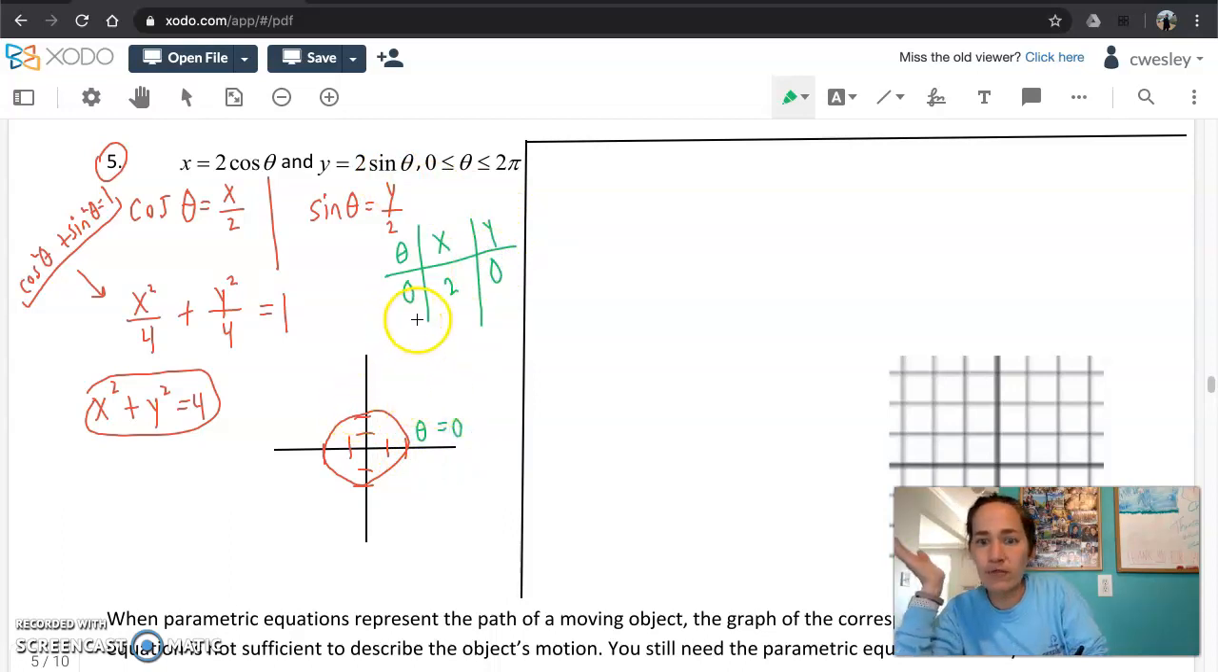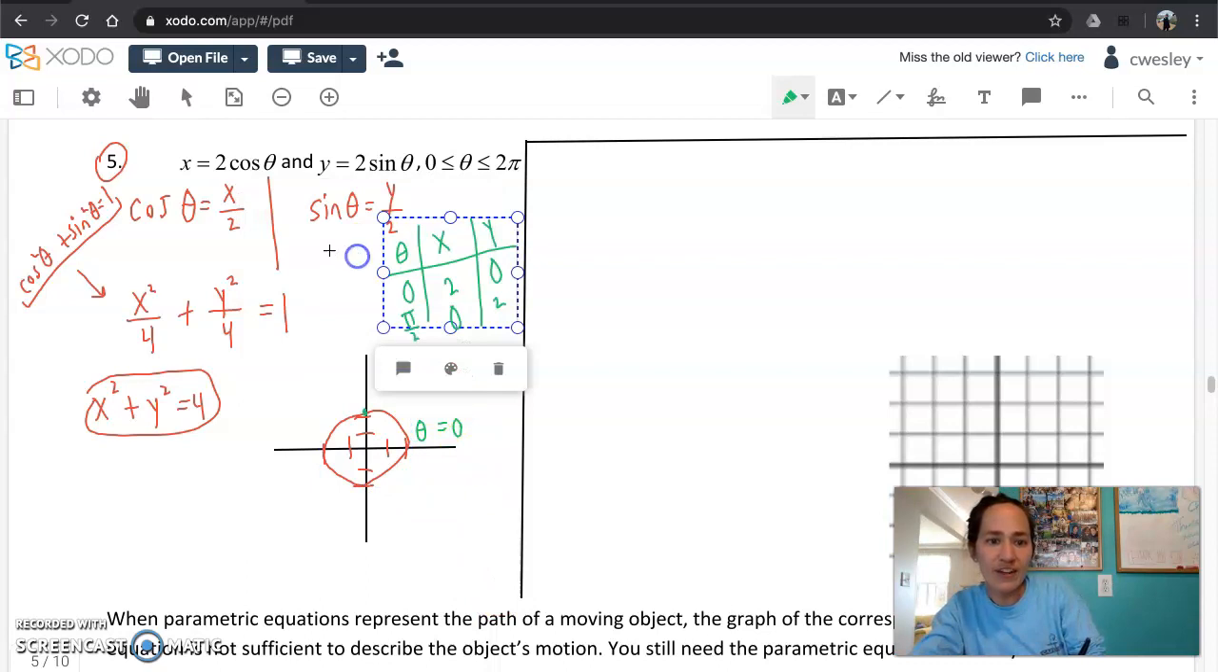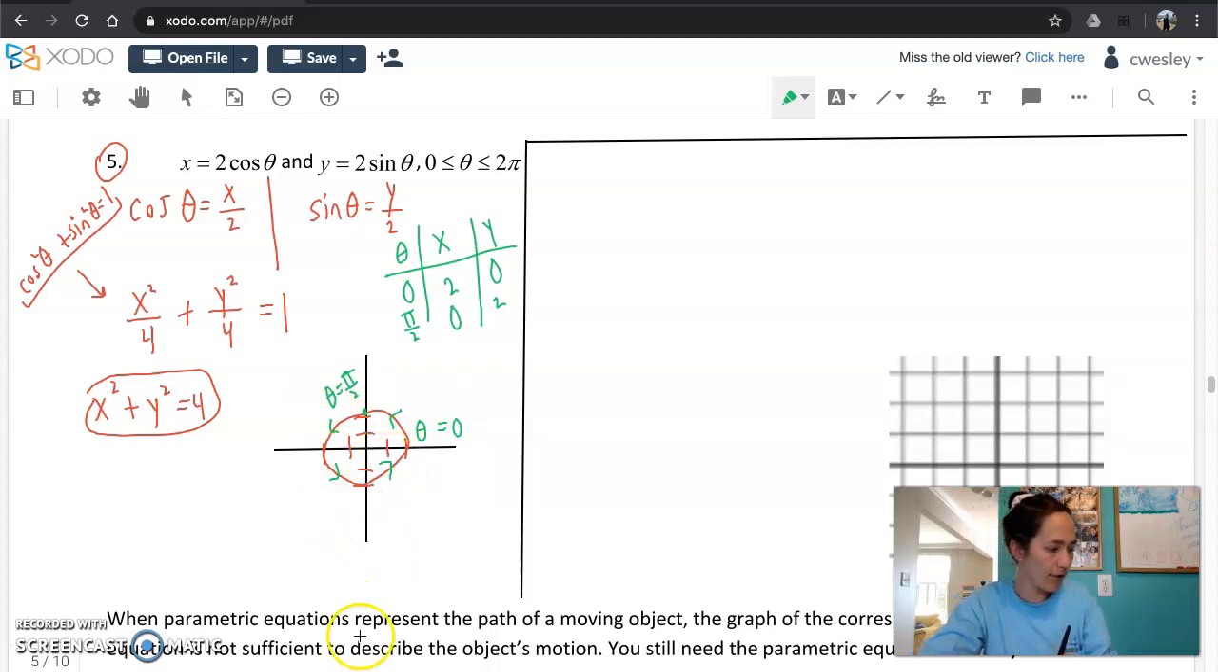How about pick another value above 0? It doesn't matter which. I'll pick the next quadrantal, pi over 2. So 2 times the cosine of pi over 2, 2 times 0 gives you 0. And 2 times the sine of pi over 2, 2 times 1 gives you this next vertex. Here you are at theta equals pi over 2. And we can just put arrows in this one going clockwise, right? We'll go clockwise for that graph.